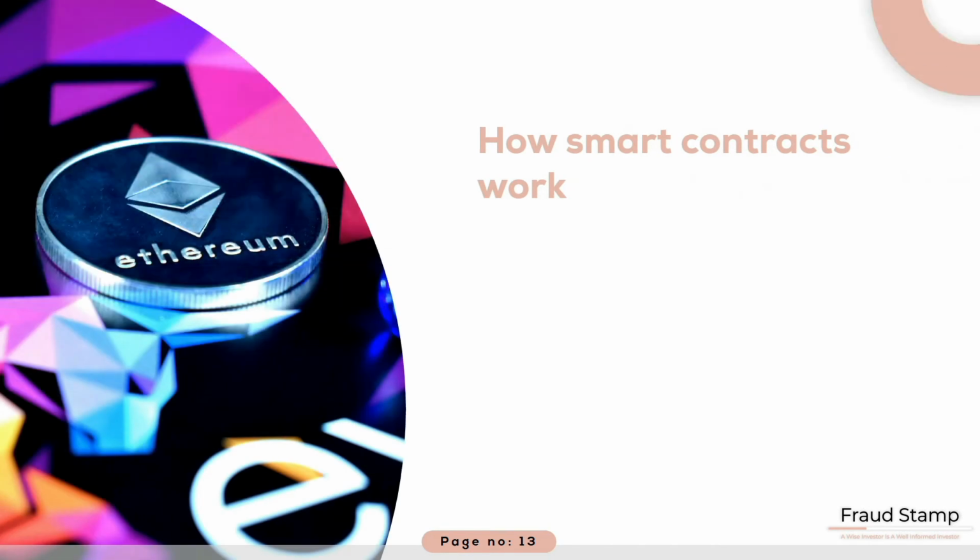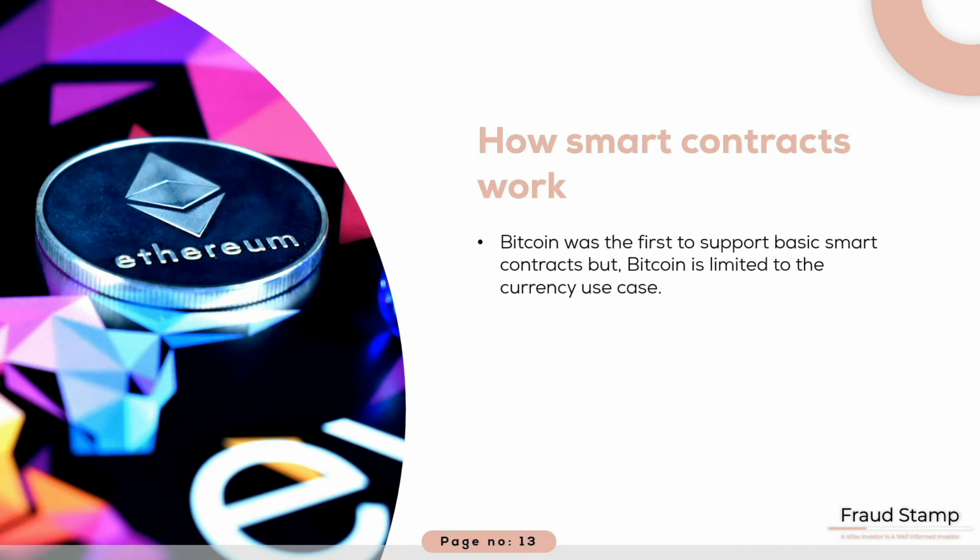So how do smart contracts work? It's worth noting that Bitcoin was the first to support basic smart contracts in the sense that the network can transfer value from one person to another. The network of nodes will only validate transactions if certain conditions are met. But Bitcoin is limited to the currency use case.